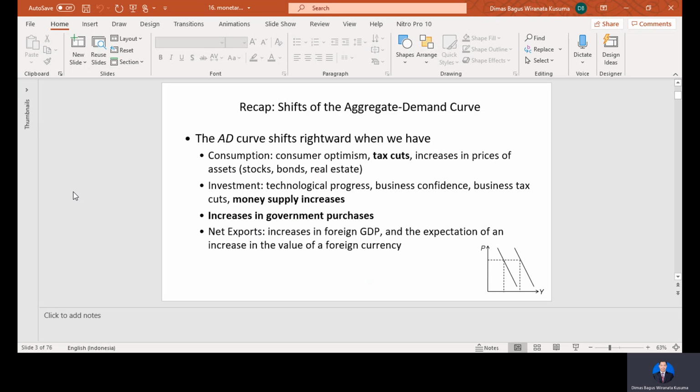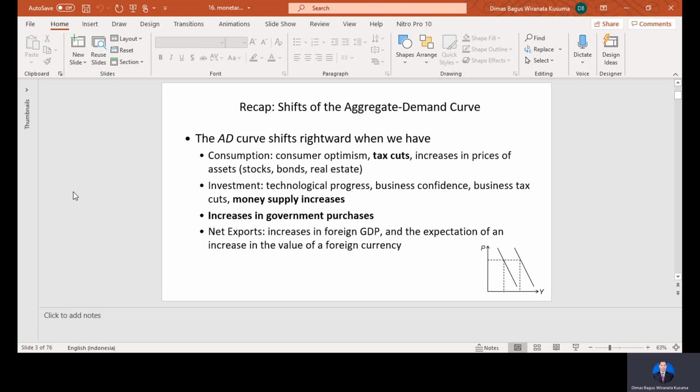So, recap the aggregate demand curve. Aggregate demand is the negatively sloped curve, and the AD curve shifts rightwards when we have increases in consumption, if consumers are optimistic, tax cuts, or increases in the prices of assets, namely stocks, bonds, and real estate. The second one is investment: technological progress, business confidence, business tax cuts, and money supply increases.